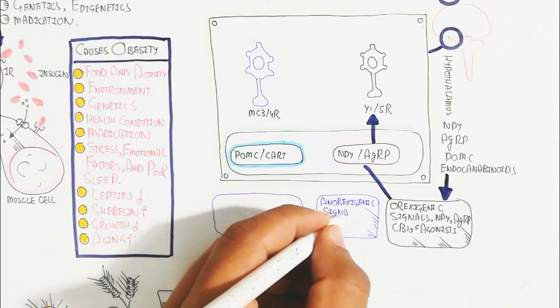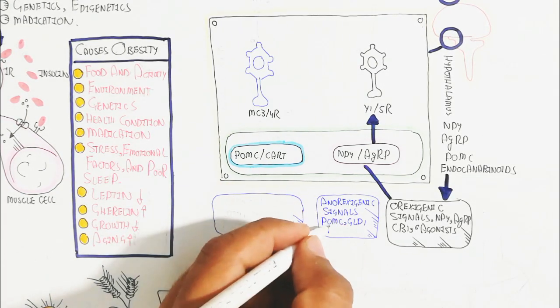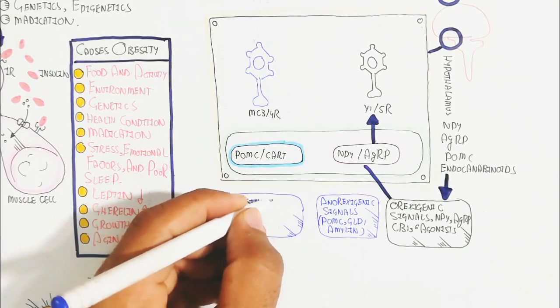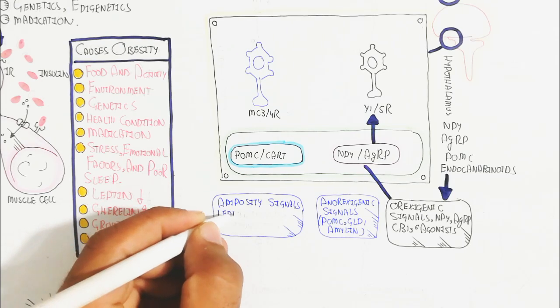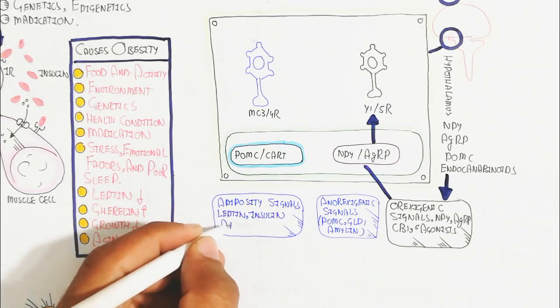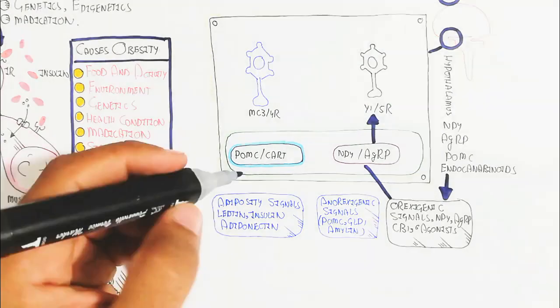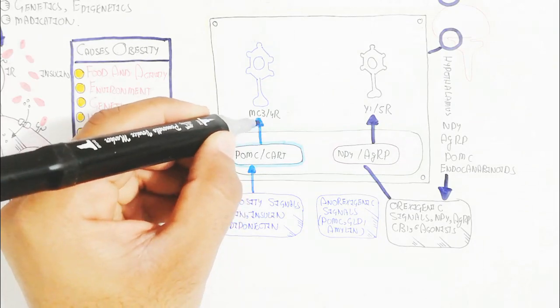In this way, it will trigger more ATP production, while the anorexigenic signal is the inhibition of eating due to POMC, GLP-1 and amylin, which lead to inhibition of the eating habit.